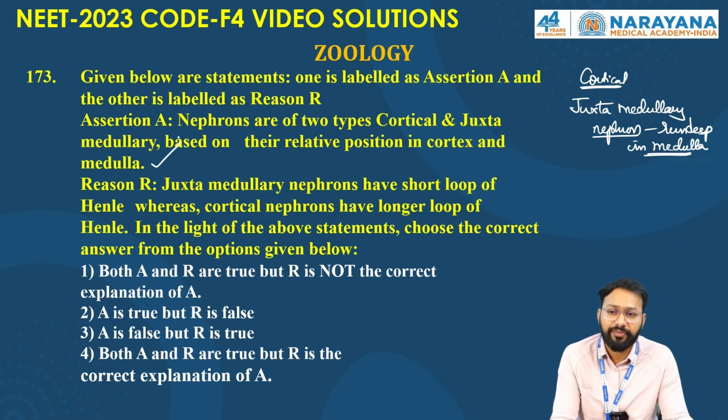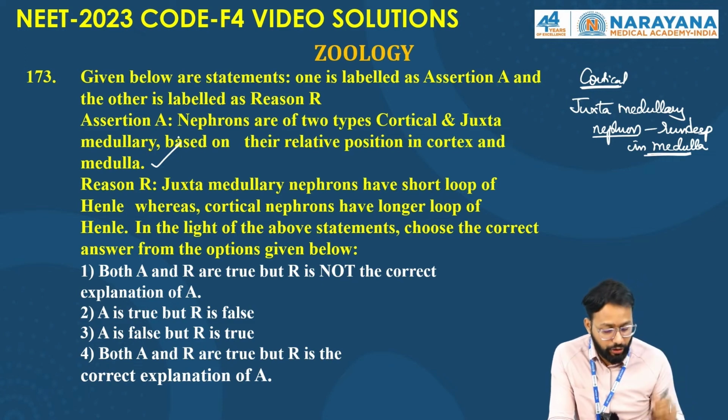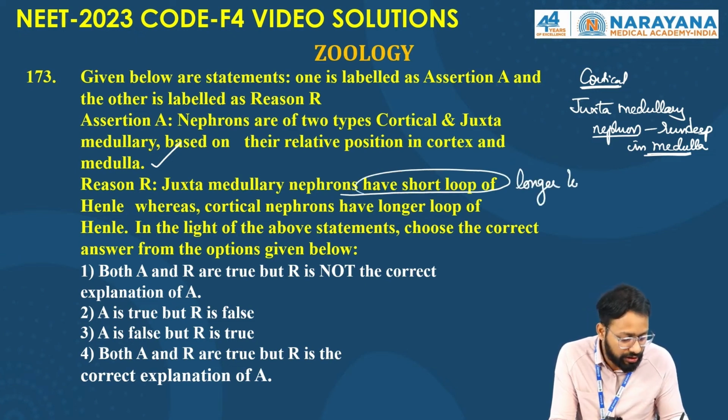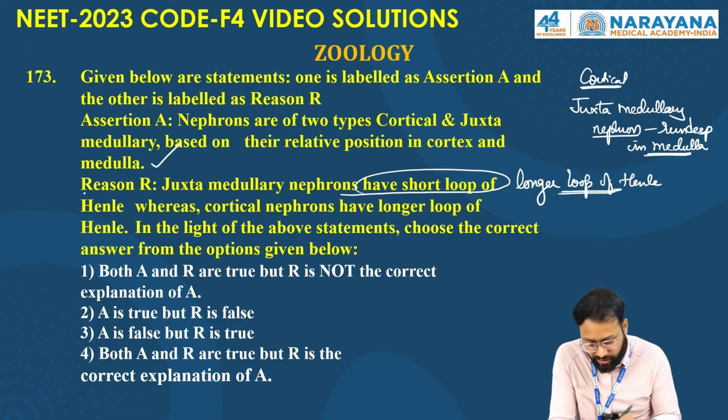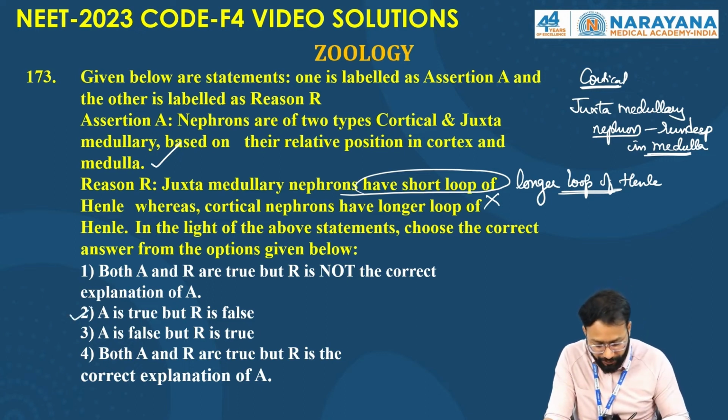The reason statement says juxtamedullary nephrons have a short loop of Henle. No, comparatively they have a longer loop of Henle. So the statement is incorrect. Directly we can go with A is true, but R is false. Option 2.